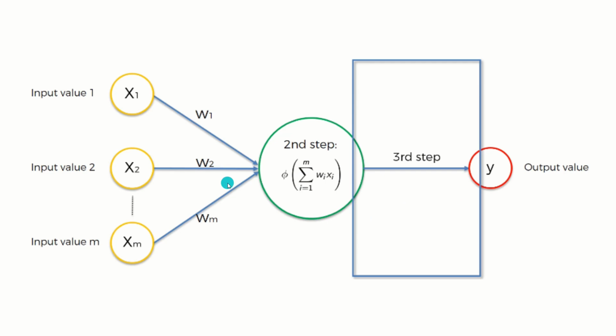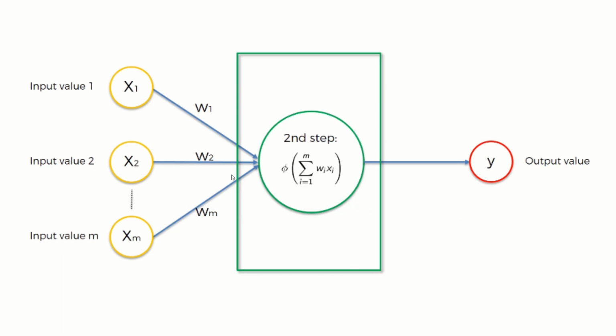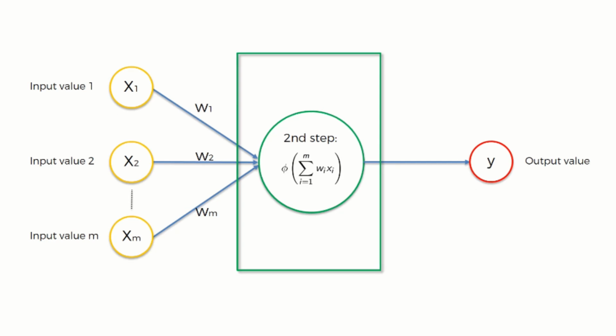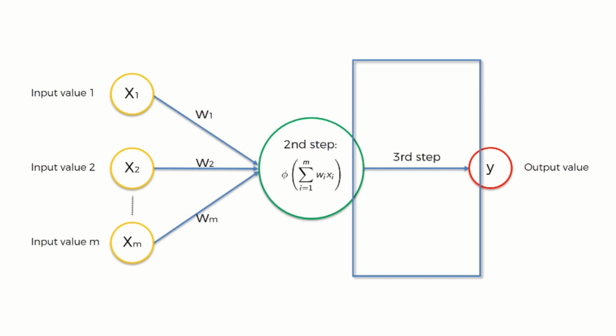So it means we have a 3-step process. First we have the weights, then we multiply the weights by the xi, and afterwards we apply the activation function. Further, we pass this signal down to the next neuron, right? This is how the neuron works.